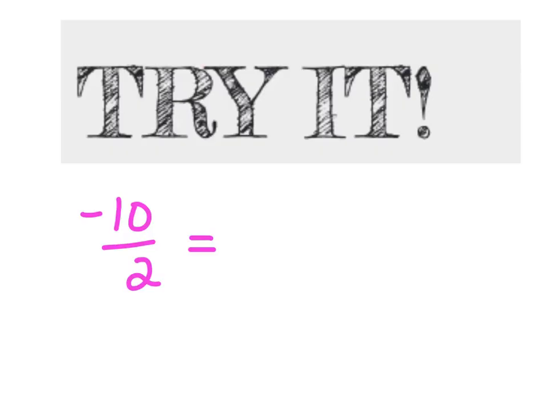Let's try this quick example. Negative 10 over 2, which also represents negative 10 divided by 2. When we evaluate this, we'll get a value of negative 5. Now, negative 5 is an integer. But because it's an integer, it's a part of the rational number system and the real number system. So negative 5 is an integer.